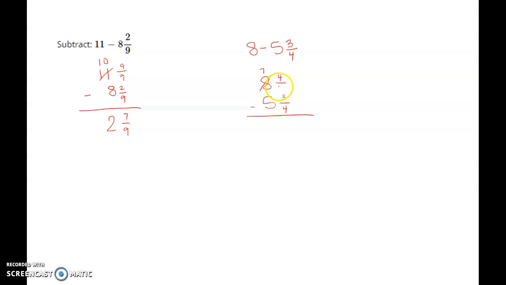We want it to have the same denominator, so we'll just make this one 4/4. So 4/4 minus 3/4, we'll get 1/4. 7 minus 5, we'll get 2. So 2 and 1/4. So anytime you're subtracting and you need more, you need a fraction part to subtract the fraction part, you can always borrow a whole as long as you represent that whole number there.